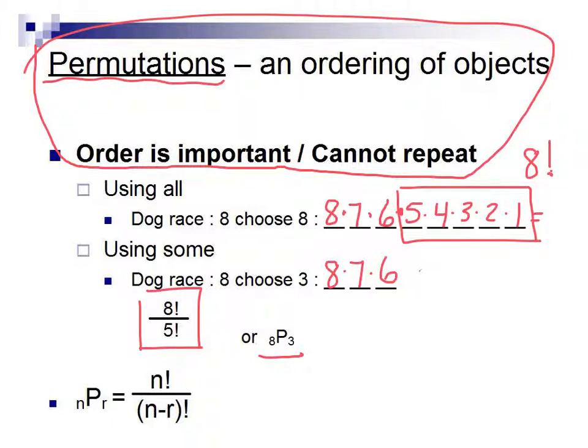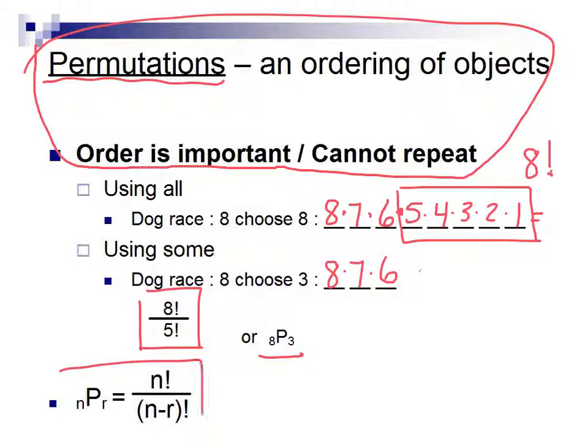So the way you'd enter that in your calculator is you'd type in 8, then you'd go to math and over to that probability, and it's number 2. And then you'd press 3. And so you see that you get that 336. Regardless of which method you use here, you're always going to get that 336. All right.